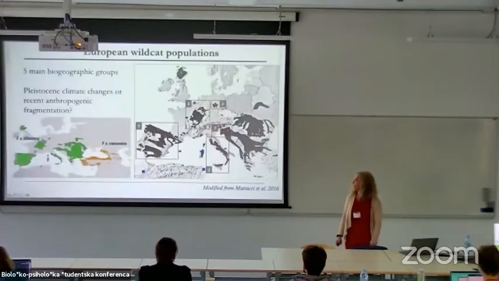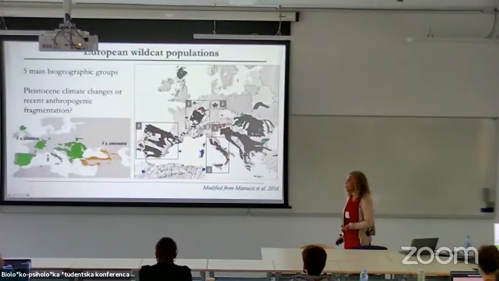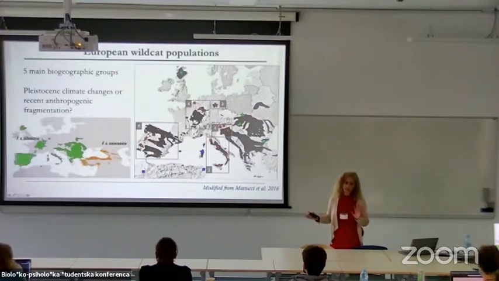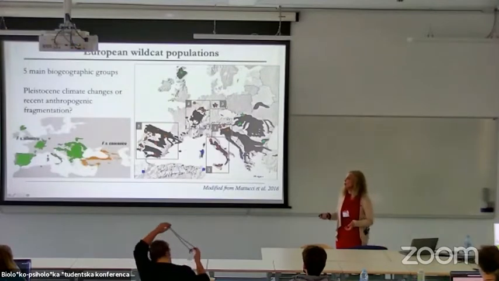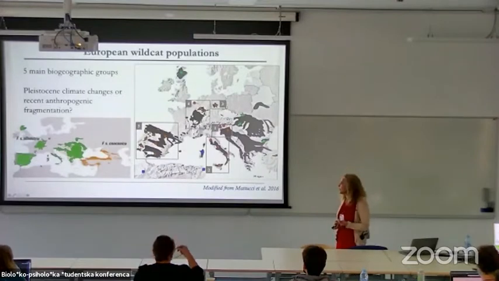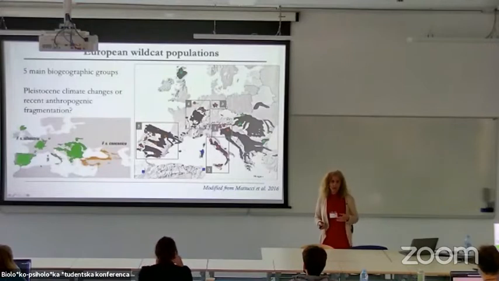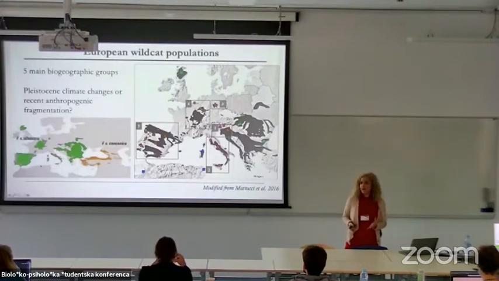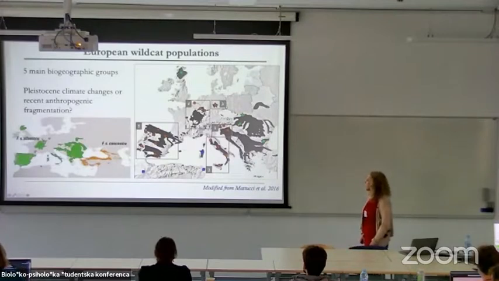The European wildcat, Felis silvestris, is divided in Europe into 5 different biogeographic regions, which are probably a consequence of isolation during the Pleistocene climate change and the influence of genetic drift, but maybe also of the recent anthropogenic fragmentation of the species, because we know that forest habitats suitable for the wildcat have really decreased and degraded, and maybe this is the reason for this distribution and isolation of the European wildcat.